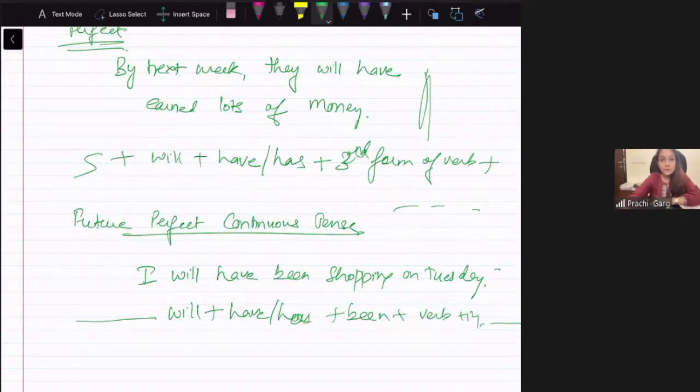Shall can also be used in place of will, but we mostly prefer to use will, not shall.